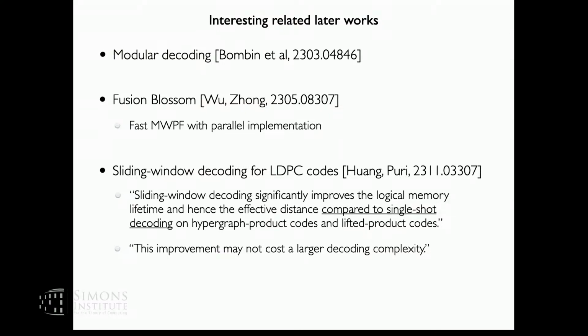And the sliding window decoding for LDPC codes is, I think, also very interesting. It's very recent. They show that for LDPC codes, even though some of them are able to do single shot, sliding window decoding can significantly improve the logical memory lifetime and hence the effective distance. And this improvement may not cause a larger decoding complexity. Their paper didn't implement this in a parallel fashion, but I think the idea of using sliding window for LDPC codes is already pretty interesting.